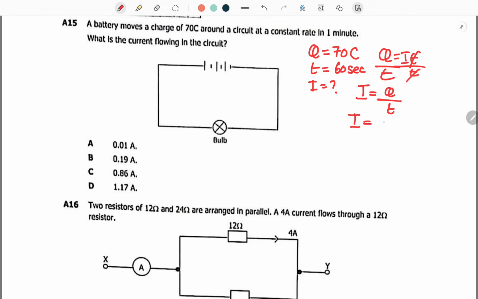So current is going to equal, what is charge? Charge is simply 70 coulombs over, what is our time? Our time is 60. So 70 divided by 60 gives us 1.16. But because it is 666, this is going to be 1.17 amperes. That gives you your answer. So basically this is just going to be D.